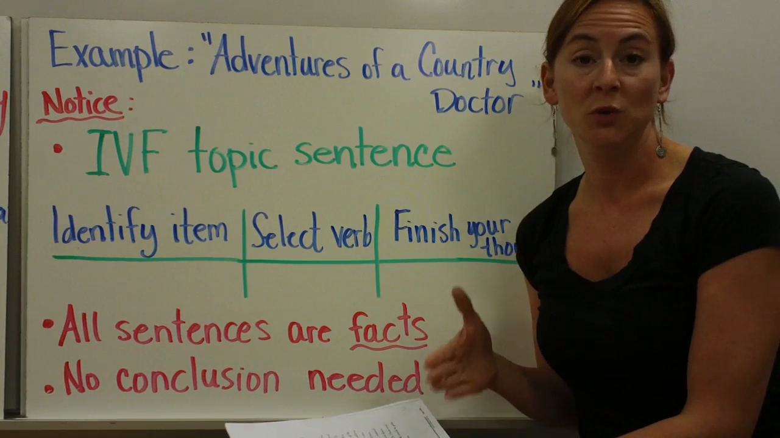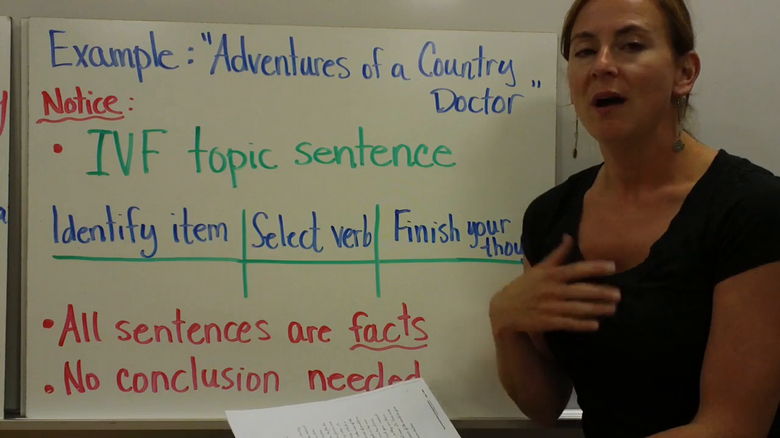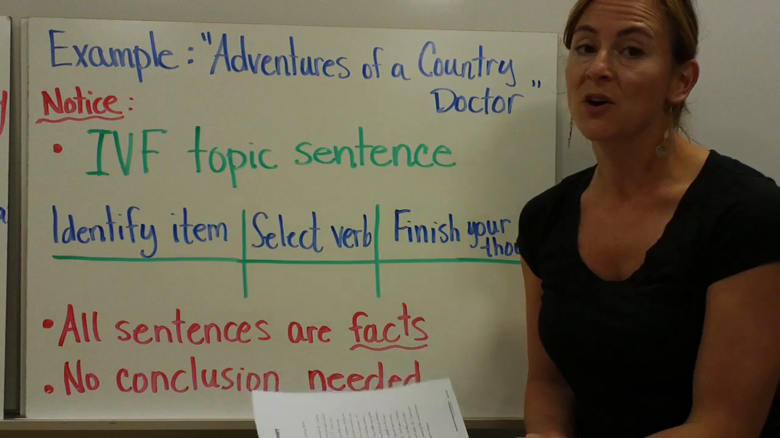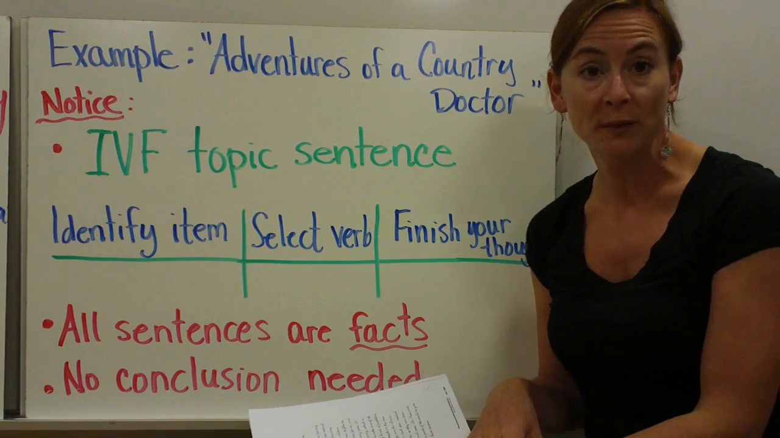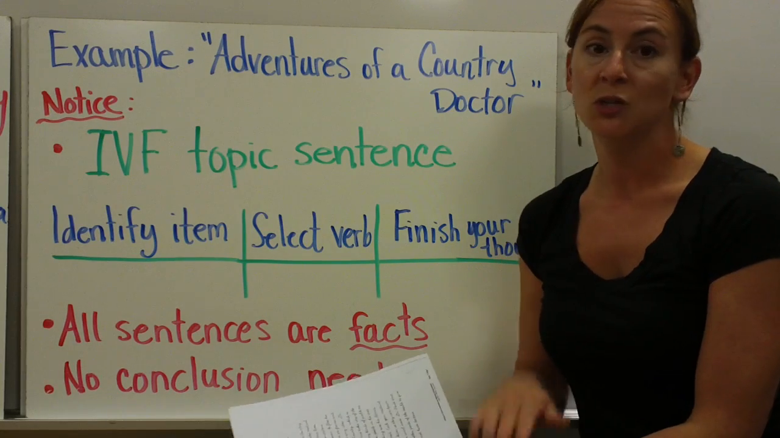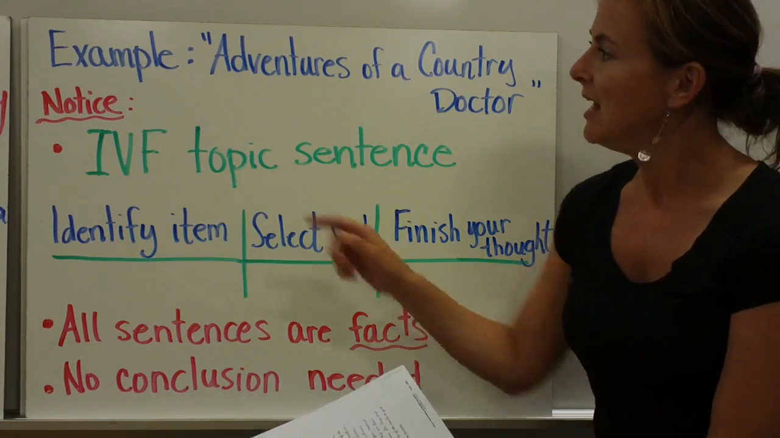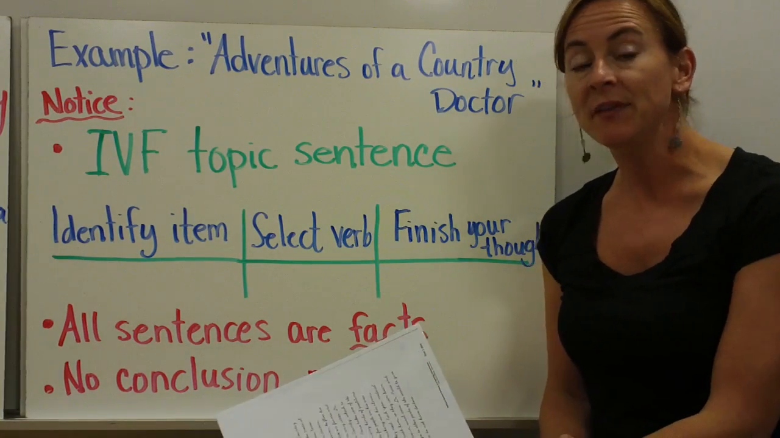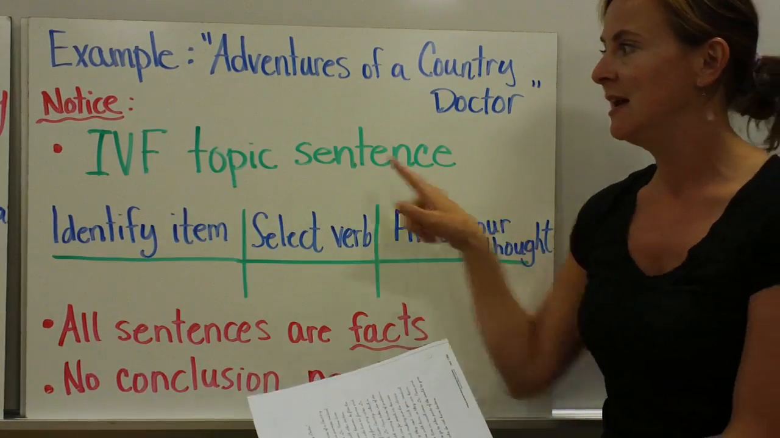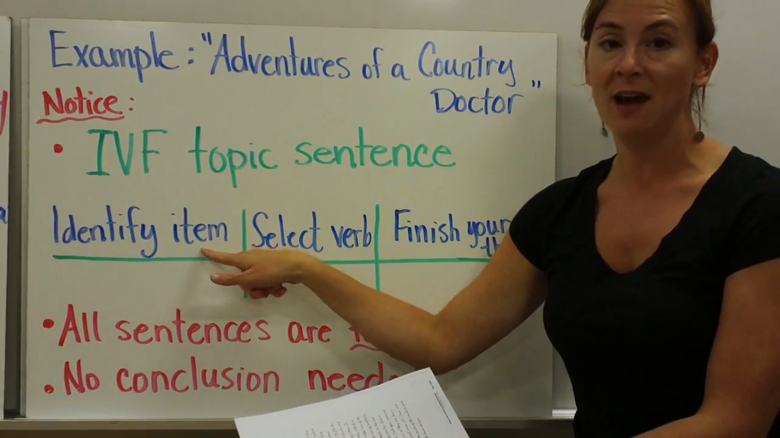A lot of times when you write a summary of something you've read, it's really hard to not copy word for word. That's known as plagiarism. And so this 4-step method will not only help you figure out how to write an objective summary, but it will also help you to avoid plagiarism. Let's take a look at our example. The first thing I want you to notice is something that we're going to refer to as an IVF topic sentence. IVF stands for Identify the Item.